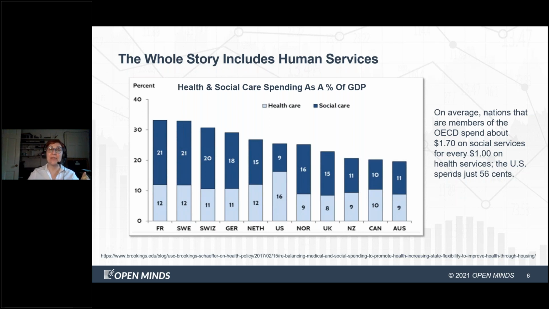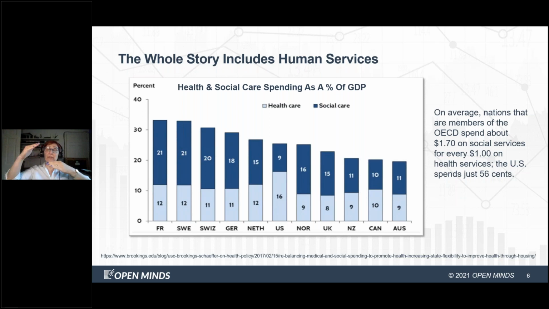And so when you look at it that way, all of a sudden the United States is not spending more. All of a sudden the United States is spending around the middle. But when you look at the percentage of spending within that health and social services spending, on average, OECD members spent about $1.70 on social services for every dollar that is spent on health, right? So more money on social services than on direct health. But for the US, we spend about 56 cents for every dollar.